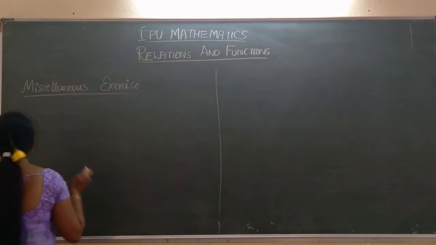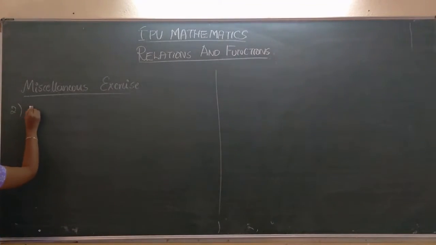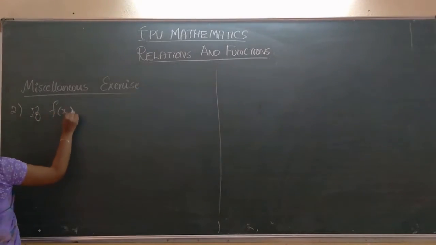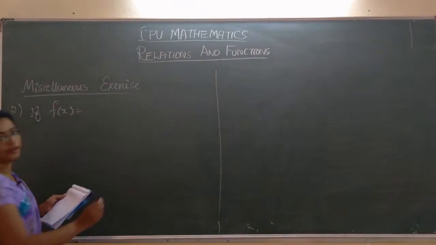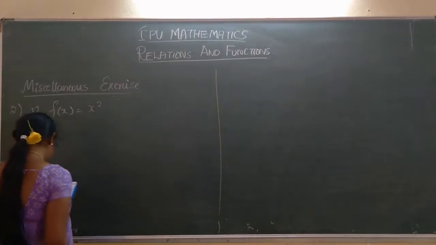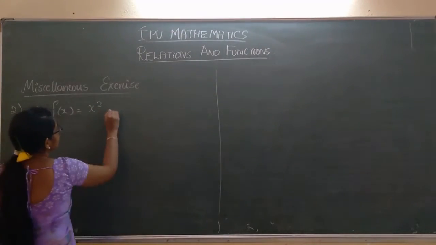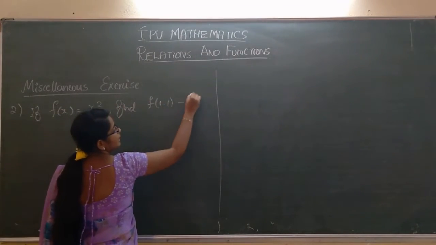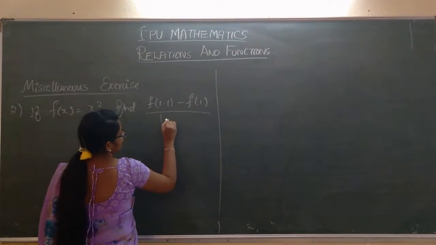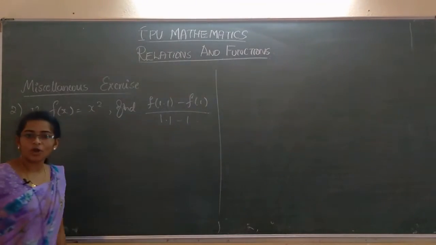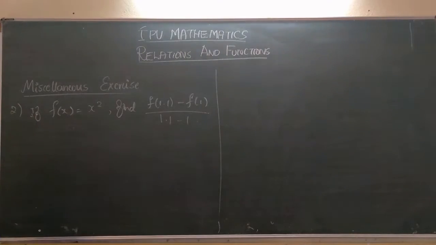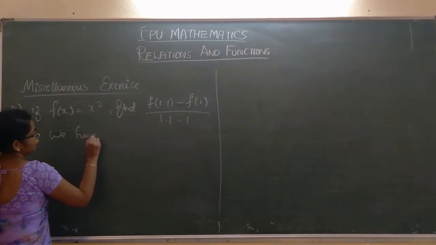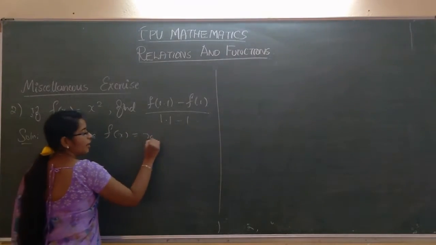it is given that f of x is equal to x square. Okay, then what we need to do? We need to find (f of 1.1 minus f of 1) divided by (1.1 minus 1). Okay, simple, just the calculation. The solution, we have f of x is equal to x square.